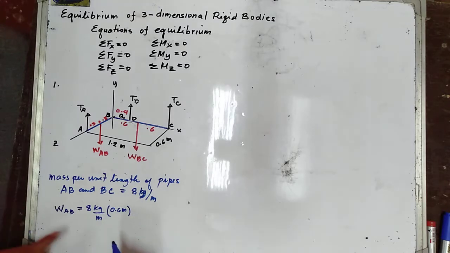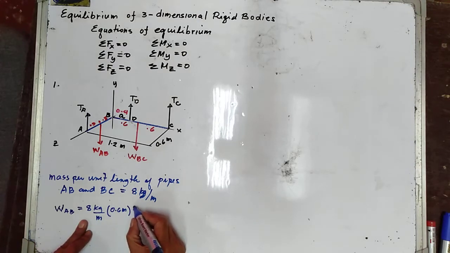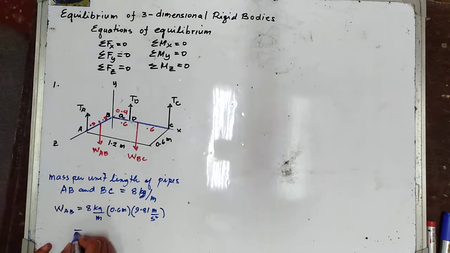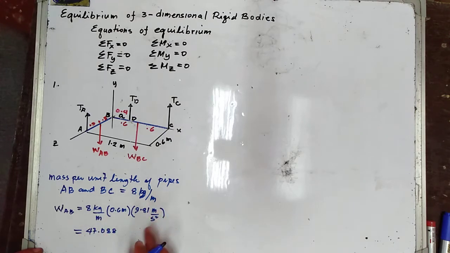So meter and meter cancel out. What is left is 8 kilograms, which is still the mass. Let us multiply this by 9.81 meter per second square. So we now have the weight of pipe AB equal to 47.088 kilogram meter per second square, or that is now your newtons.